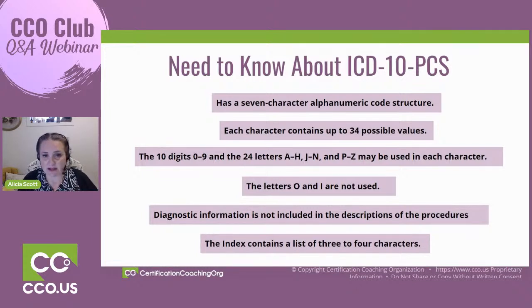Well, index works the same way with PCS, except instead of it giving you like a definition, it's going to give you the first 3 to 4 characters, and then you'll be able to go into the body of tables. And so think of it as the tabular section of the manual, where it has the descriptions and where you're building the code. So it kind of gets you to that point, and then you can build out the rest of the code based on the tables that are on the page that you go to.